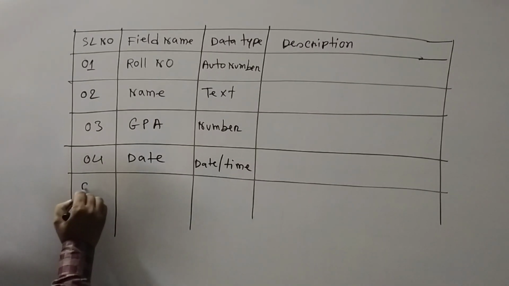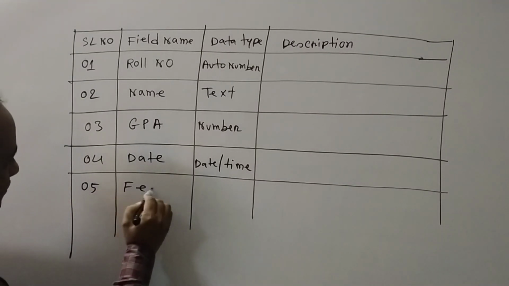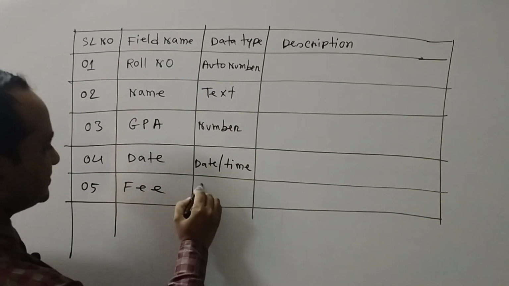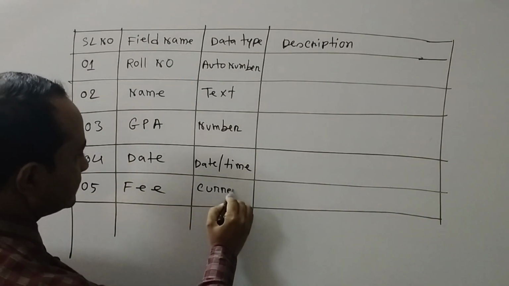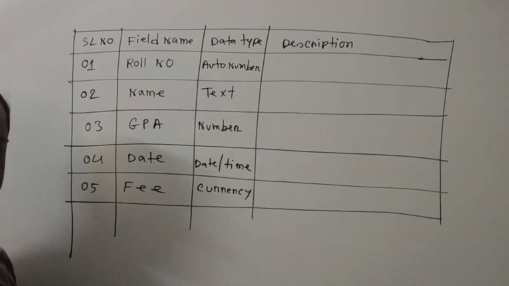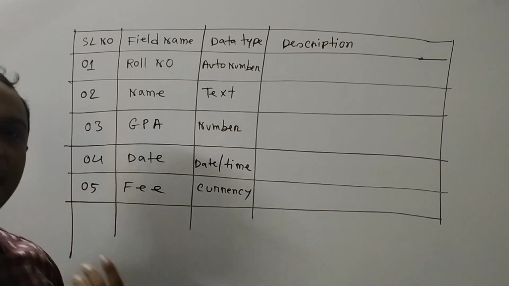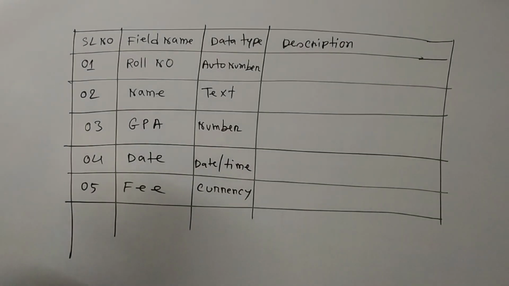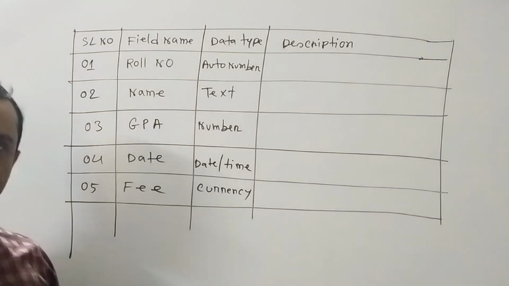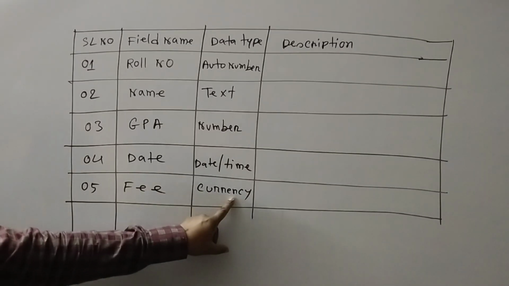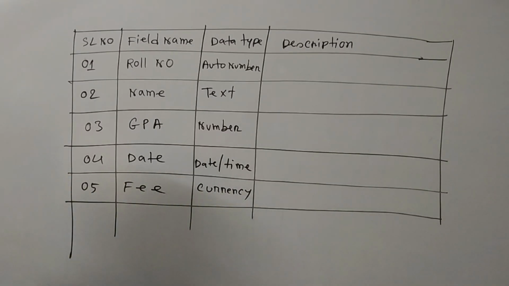And number 5 is fee. And fee will be currency. You know, currency data type is used to write any money related data such as tuition fee, admission fee, late fee. This type of fee or salary, it may be currency. This data type is used to write any money related data.